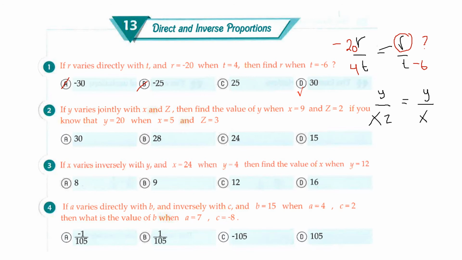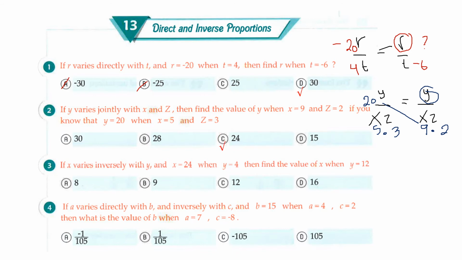And here what do I do? After that I will do the substitution. They will give me 5 things. If y is equal to 20, x is equal to 5 and z is equal to 3. And on the other side they said x is equal to 9 and z is equal to 2. Find y. Cross multiply to find y. So you're going to multiply 20 by 18 and then divide your answer by 15. You will get the answer as 24.